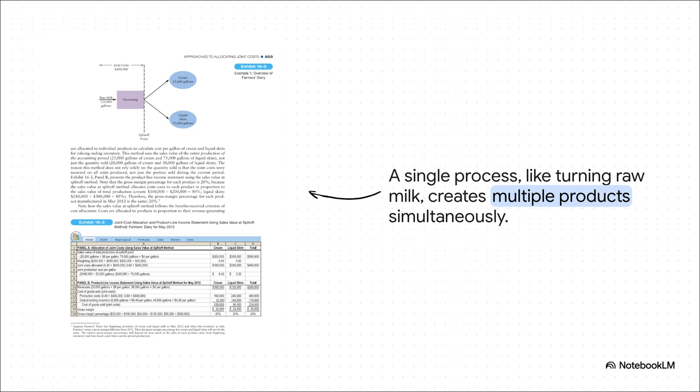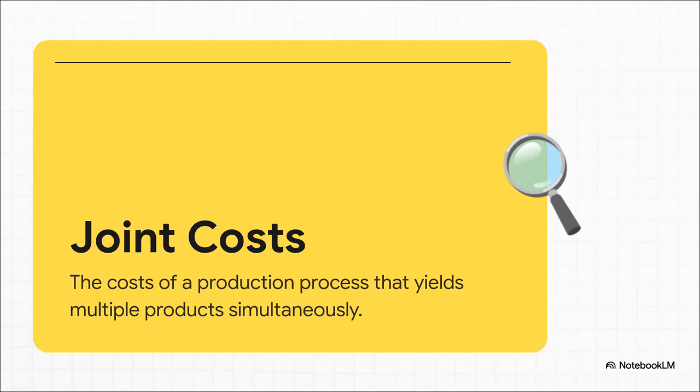You didn't make them one by one. They were created at the same time, from the same input. That, right there, is the heart of a joint process. So, the money you spent on that milk, the electricity to run the machine, all those expenses that pile up before you can actually see separate cream and skim, those are your joint costs. They're the shared costs of that single initial process.